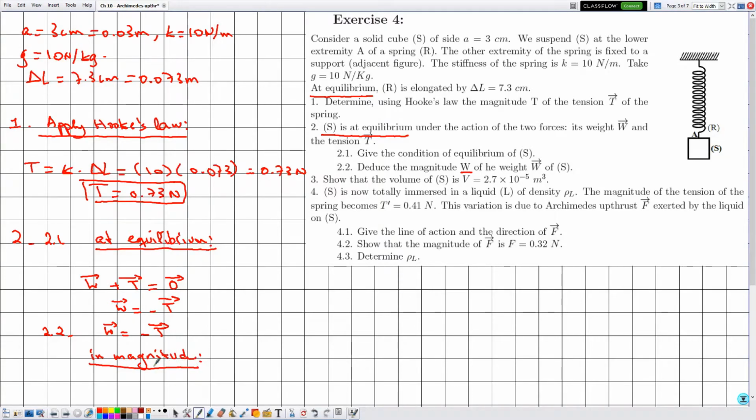And now we drop the vectors and we remove the minus sign, knowing that the tension T is equal to 0.73 newtons, then the value of W is equal to 0.73 newtons. So here, in addition to this given, we have that the value of W is given by 0.73 newtons.